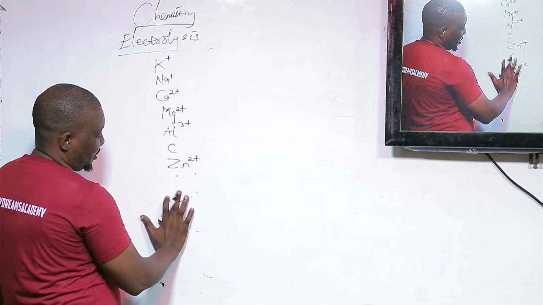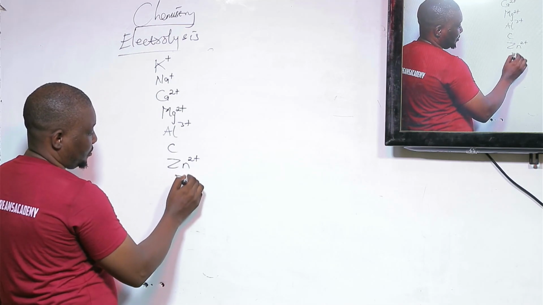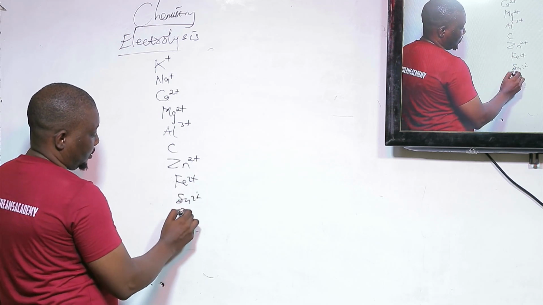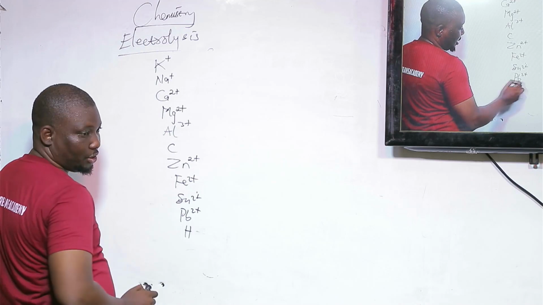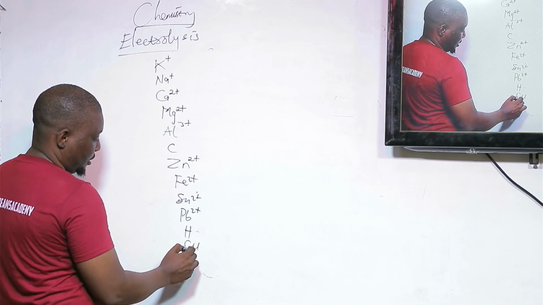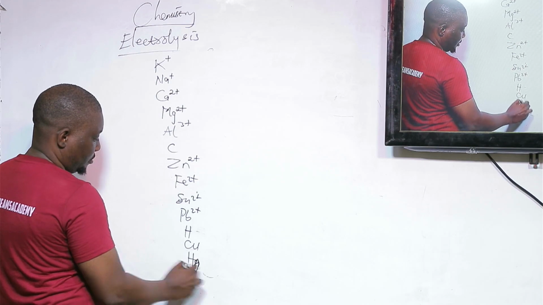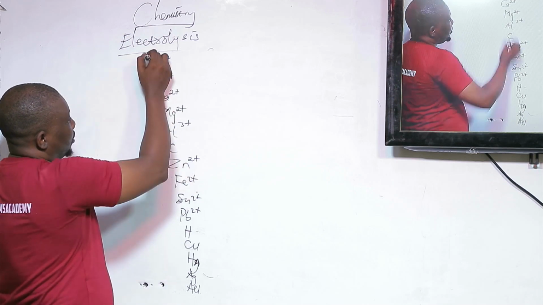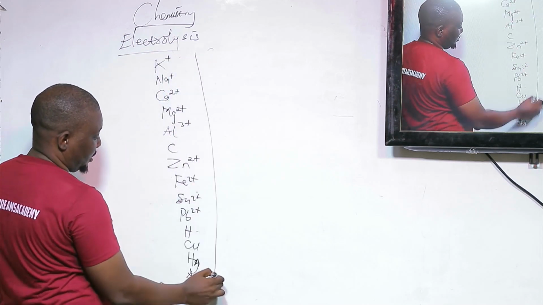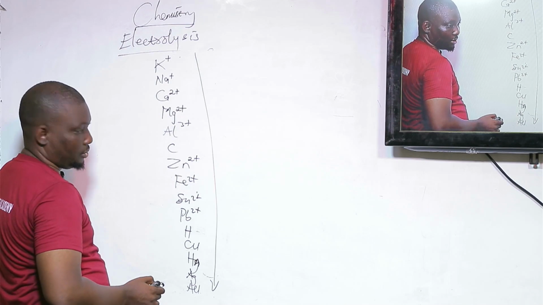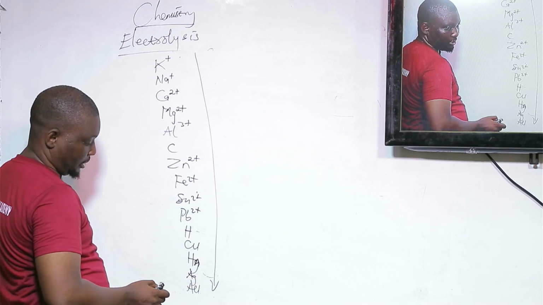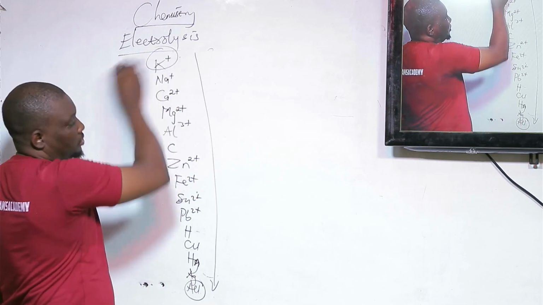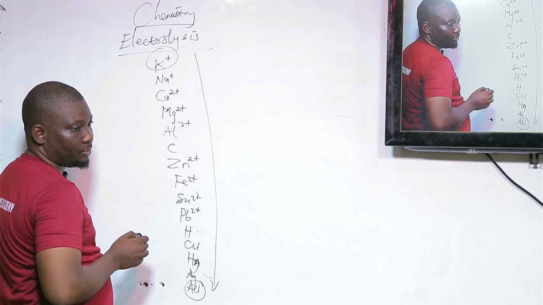I missed iron somewhere here. I think iron is here. Then tin, then lead, then hydrogen, then copper, then mercury, then silver, and then we have gold. Going from here to here, what happens to the reactivity? It decreases. The least reactive of them is gold. The most reactive is potassium. Are you with me now?